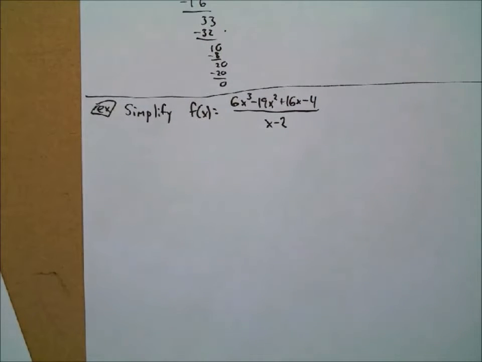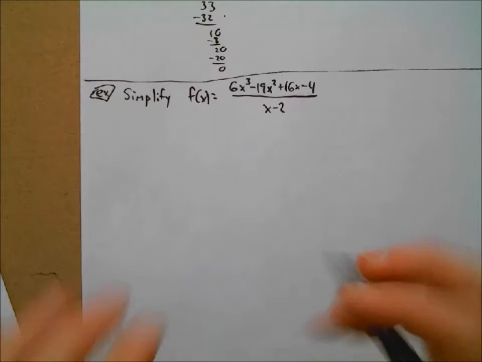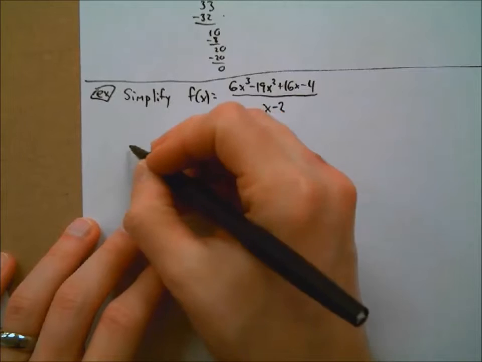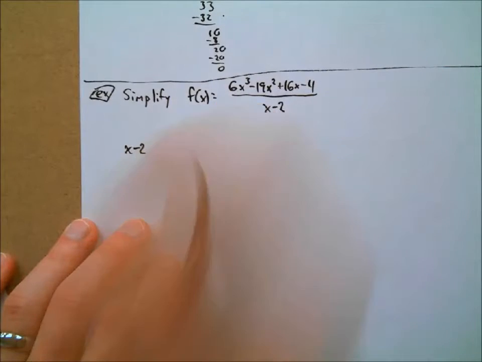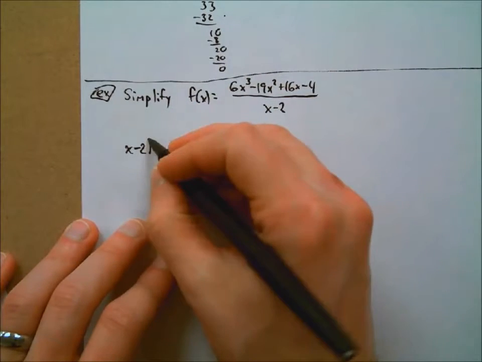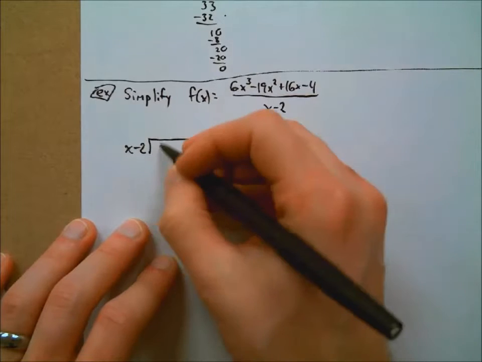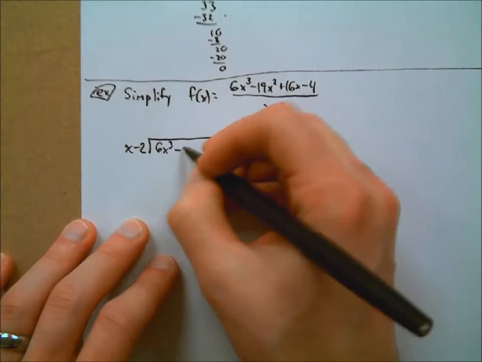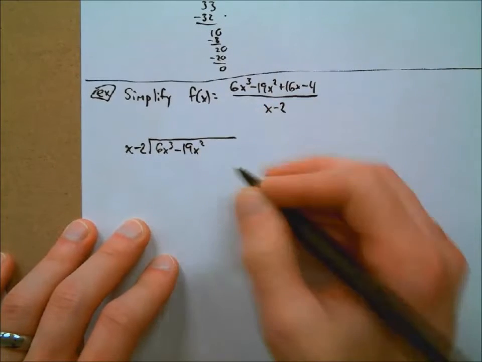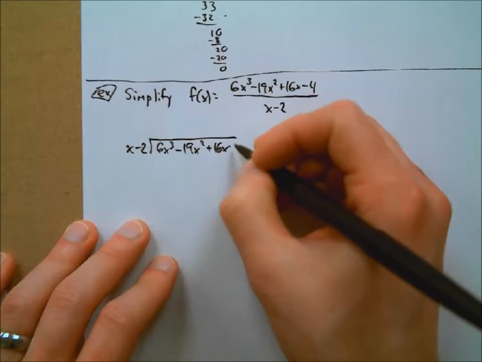6x cubed minus 19x squared plus 16x minus 4 all over x minus 2, or in other words, dividing by x minus 2. So we want to do this division. We'll do the same thing. We're dividing by x minus 2, so we'll put an x minus 2 in front, and then we'll put our little symbol there for the division, and then we'll write the 6x cubed minus 19x squared plus 16x minus 4, like so.